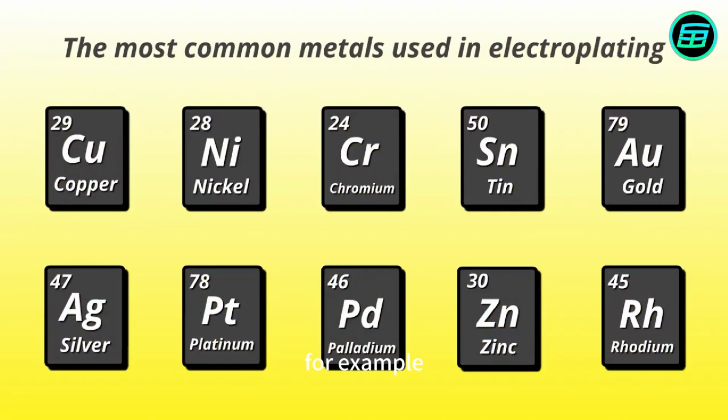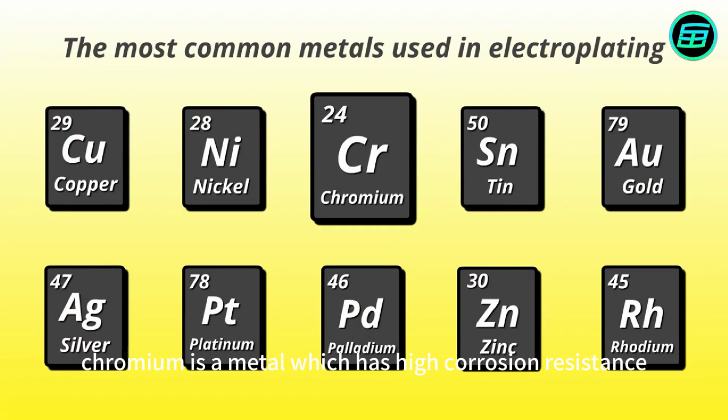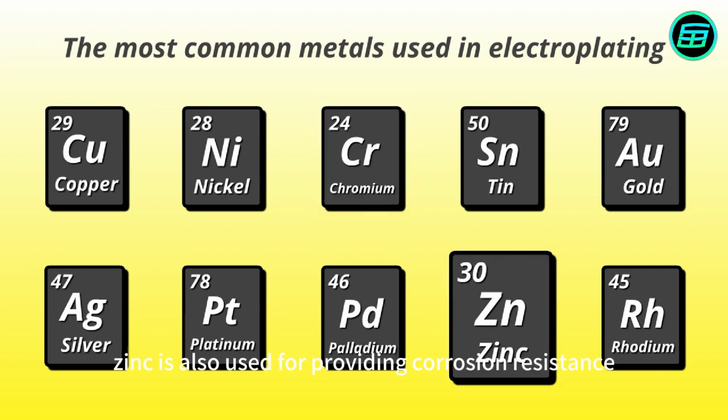For example, chromium is a metal which has high corrosion resistance and its appearance is aesthetically pleasing. So, chrome plating is used for decorative purposes, providing corrosion resistance and increasing surface hardness. Besides chromium, zinc is also used for providing corrosion resistance.